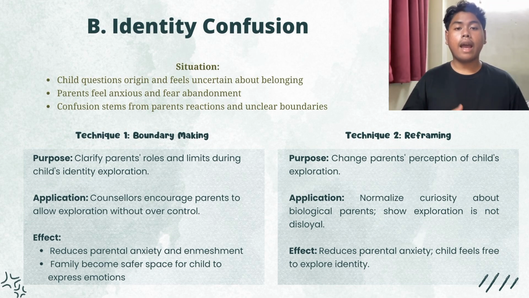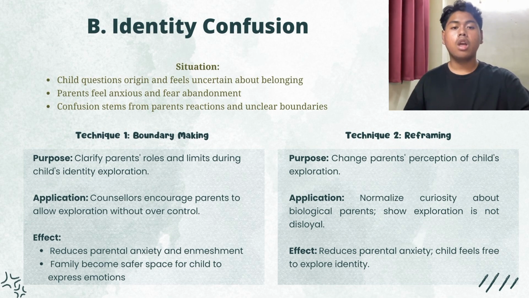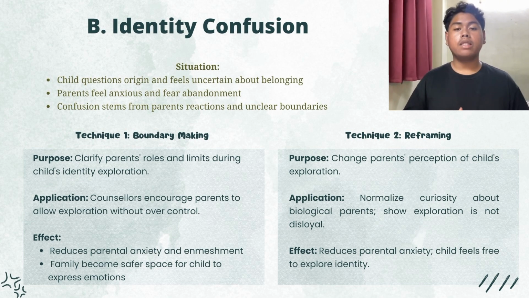In conclusion, identity confusion in children can be addressed effectively through family therapy techniques. Boundary making helps create a healthy family structure, while reframing helps parents develop a more positive and understanding perspective. Together, these techniques support the child's emotional development and strengthen family relationships.